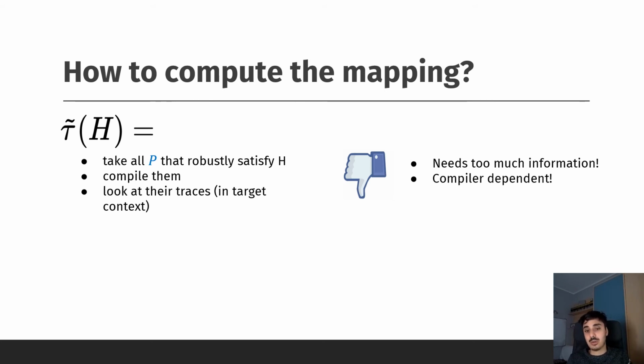Moreover, such a computation highlights the fact that tau tilde actually depends on the compiler itself and on the language we are considering. To fix this issue, in our ongoing work, we are trying to work around this problem by considering successive over or under approximations of tau tilde, depending on what one is willing to prove.